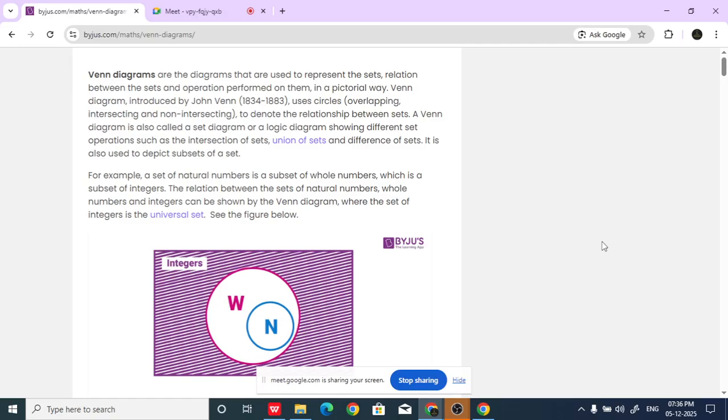Venn diagrams are the diagrams that are used to represent the sets, relation between the sets and operations performed on them in a pictorial way. Venn diagram, introduced by John Venn, 1834 to 1883, uses circles overlapping, intersecting and non-intersecting to denote the relationship between sets. A Venn diagram is also called a set diagram or a logic diagram showing different set operations such as the intersection of sets, union of sets and the difference of sets. It is also used to depict subsets of a set.